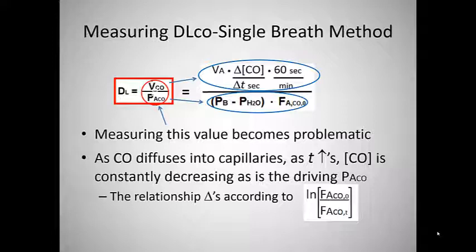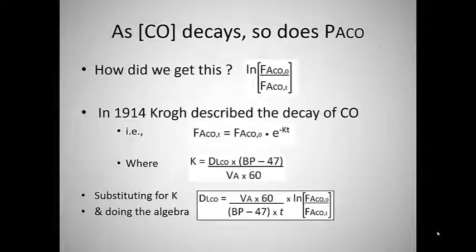Now, as I already said, as carbon monoxide diffuses in the capillaries, as the time increases, the carbon monoxide concentration is constantly decreasing, as is the driving pressure behind it, because it's being absorbed into the blood. Now, we know the relationship changes according to a natural logarithm of the starting fraction concentration of carbon monoxide based on the time factor, as the time goes along in a 10-second breath hold. Okay, well, how do we get that number? Well, that's where old Dr. Krogh comes in handy, and his wife Marie.